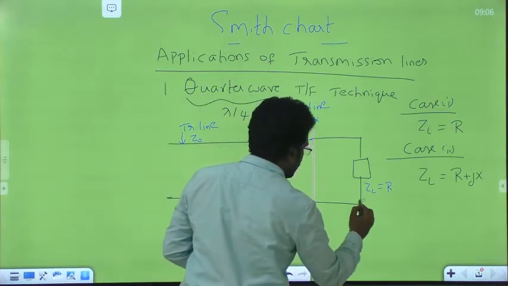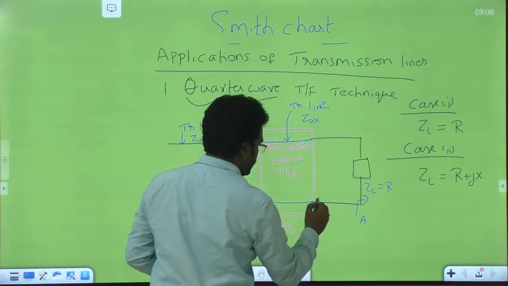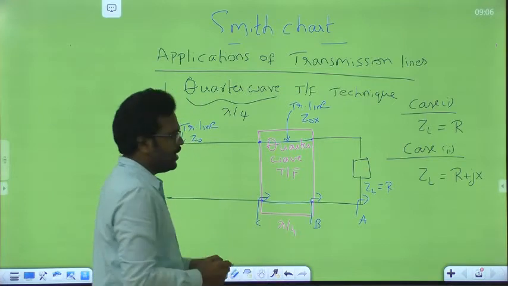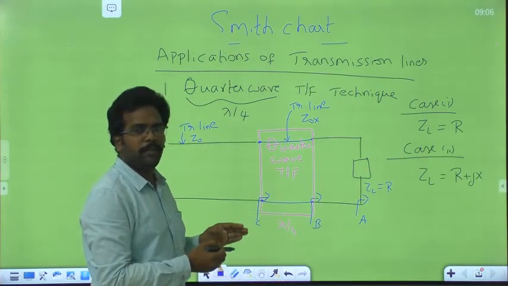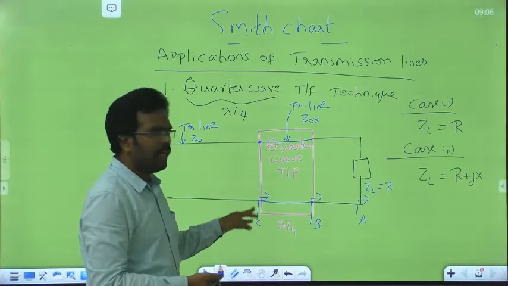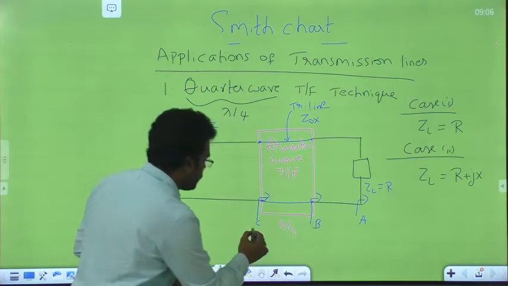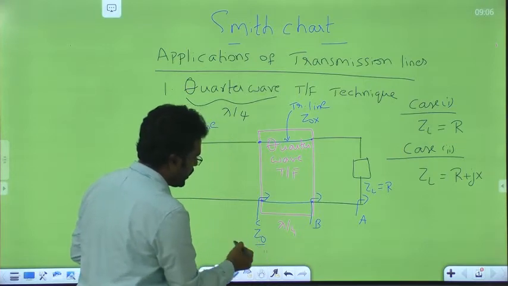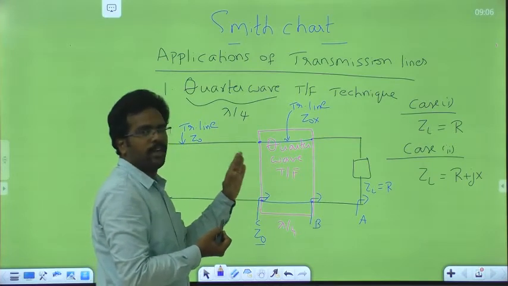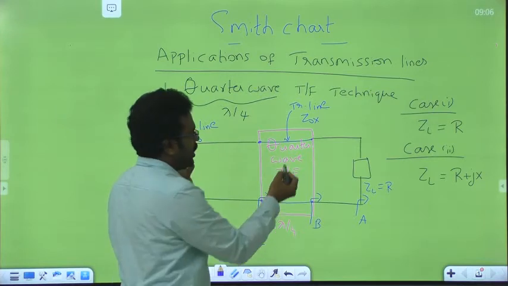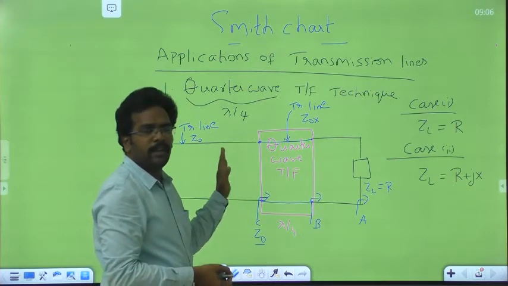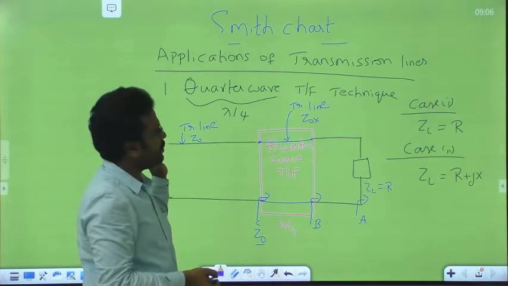So name it as some points here. This is A, this is B, and this is C. So our objective is, after the quarter transformer, impedance should be matched, because we are using this transmission line for impedance matching purpose. Therefore, at C point, the impedance must be equal to Z0. Therefore, this is Z0 and this is Z0. Therefore, impedance matching takes place. Therefore, there is no reflected wave from here onwards to the source side. The reflection may occur only at this terminal, but after this quarter transformer, there is no reflected wave to the source side. Okay.